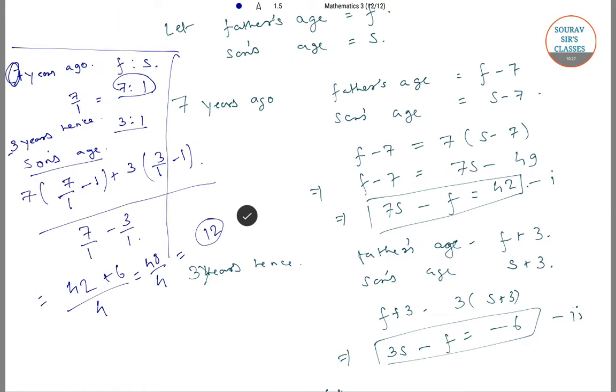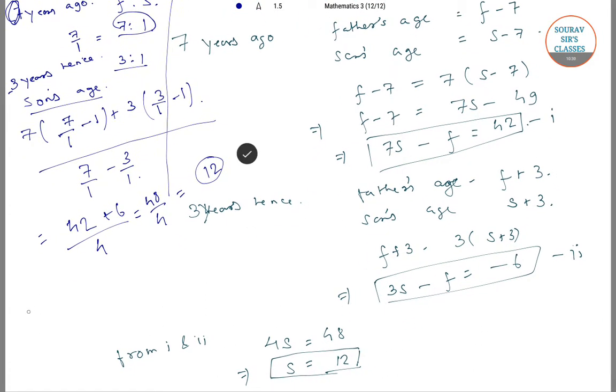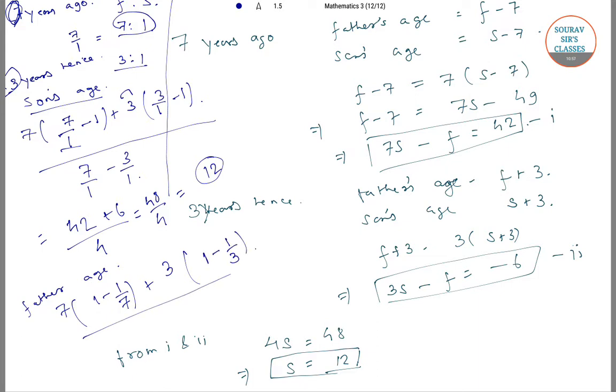Similarly, the formula to find father's age, or the age of the older person, is again from here 7 into (1 minus 1 by 7), plus 3 into (1 minus 1 by 3), divided by (1 by 3 minus 1 by 7).